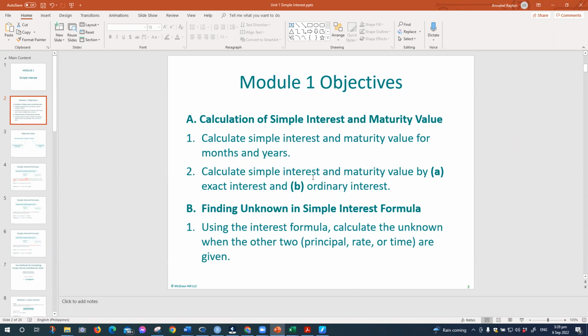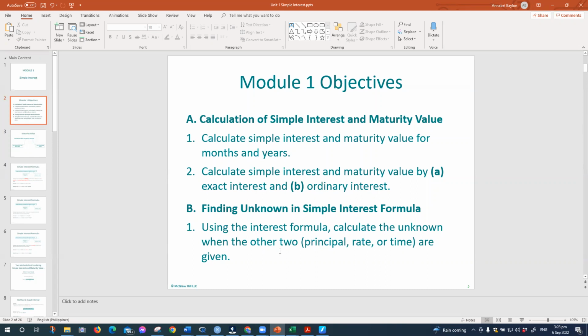And then, ika-calculate natin yung simple interest and the maturity value using exact interest and ordinary interest. Kasi dalawang klaseng interest. Pwedeng exact interest yan or pwedeng ordinary interest. And then, we'll be asked to find an unknown value.